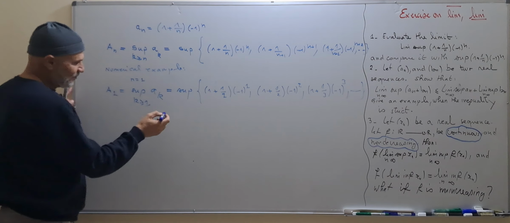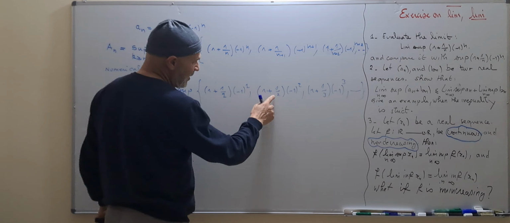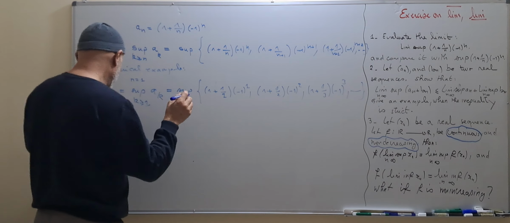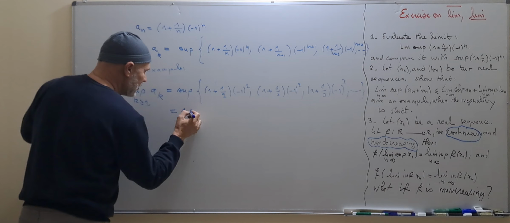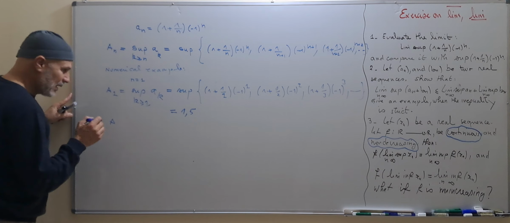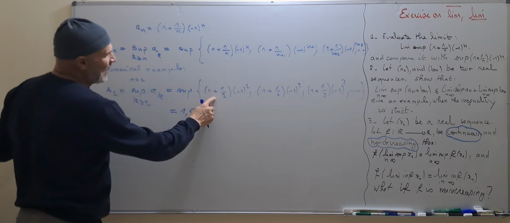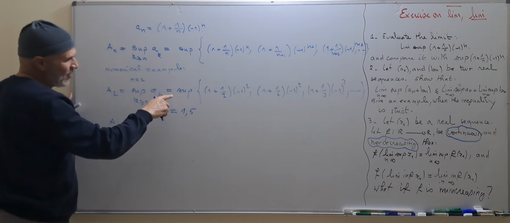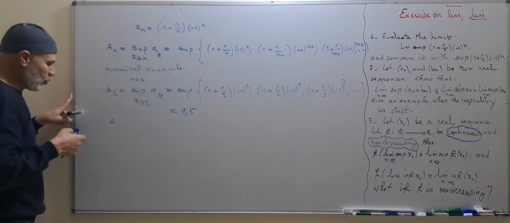The supremum here: this is negative, so it cannot be the supremum. This is positive, and here we have 1 + 1/2. So for this, the supremum is equal to 1 and a half. Same for A3: the supremum is equal to 1 and a half, and the infimum is equal to minus 2. We can calculate the infimum using the same thing. The infimum will be equal to minus 2.